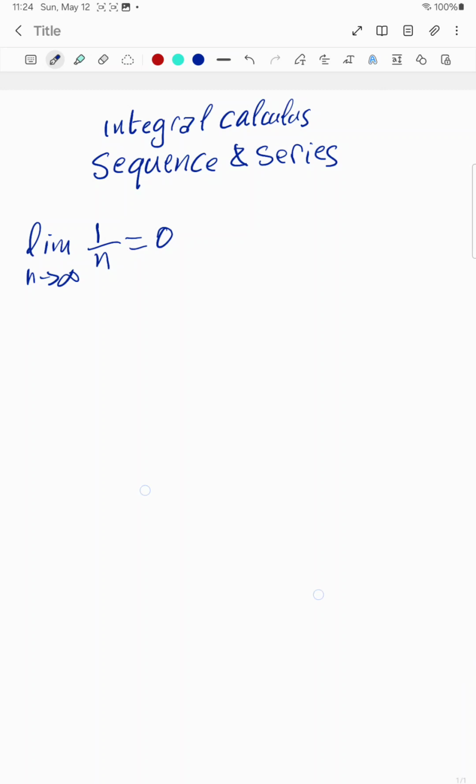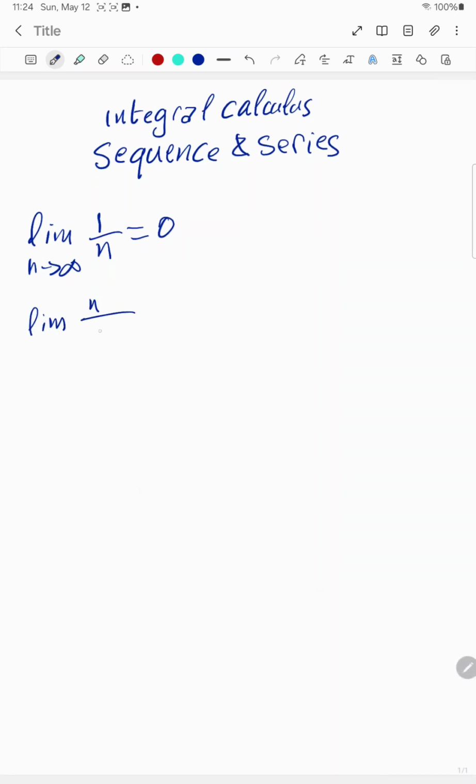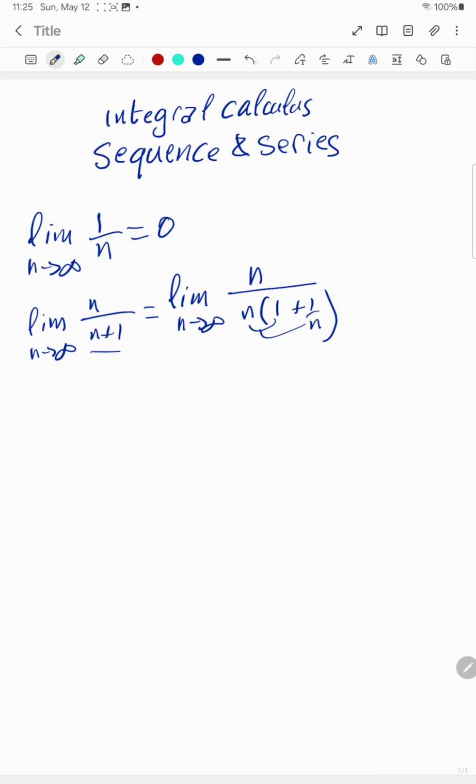If I take another example, if I want to study the limit of n divided by n plus 1 when n goes to infinity, here I would say infinity divided by infinity plus 1, it's infinity divided by infinity, which is undetermined. Let's see if I can make it something determined. So it's equal to the limit when n goes to infinity, and here I keep n in the numerator and I factor out n in the denominator. So it becomes 1 plus 1 over n. If I multiply n by 1, it's n, and n by 1 over n, it's 1. So I come back to my original value.